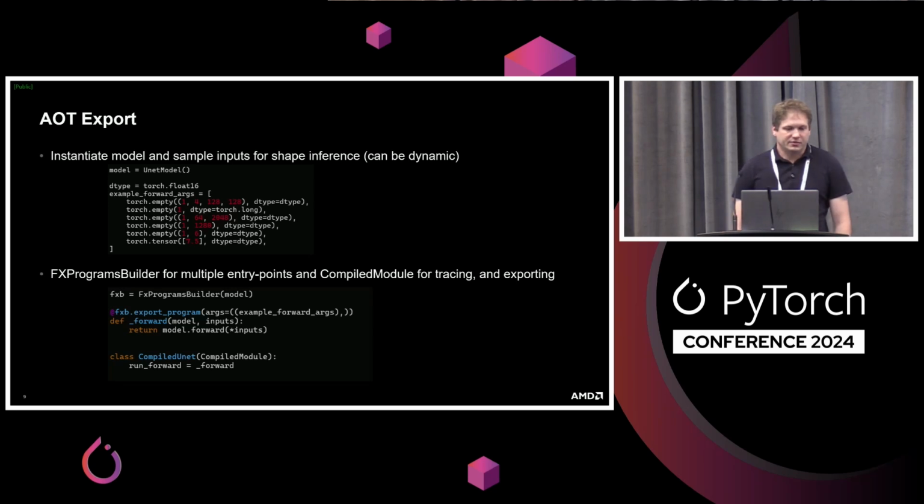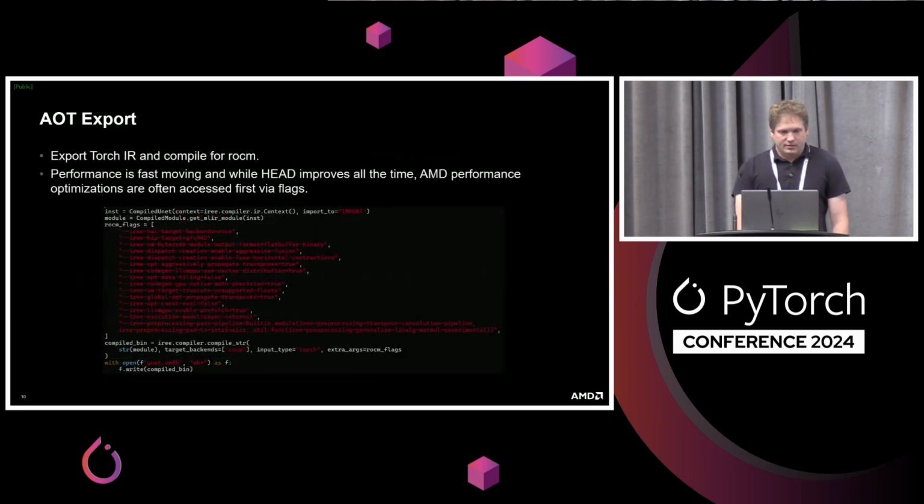And then we have, through Shark Turbine, the FX program builder for multiple entry points and a compiled module. Behind the scenes, what this uses is Torch Dynamo to do one-shot tracing, generate the Torch IR graph, and export that. And this is just the APIs to do so. And then from there, you export the Torch IR and compile it. This compile module will get the MLIR module, essentially getting that Torch IR, as I was saying.